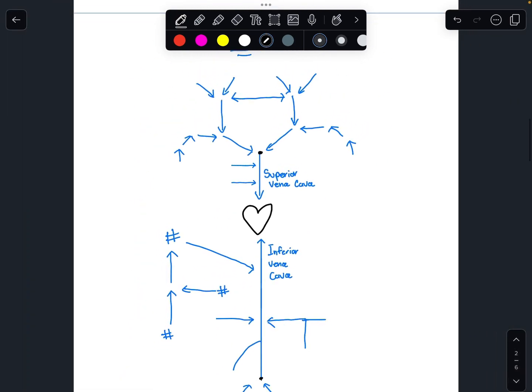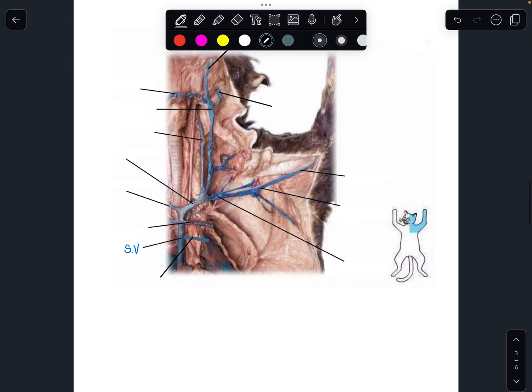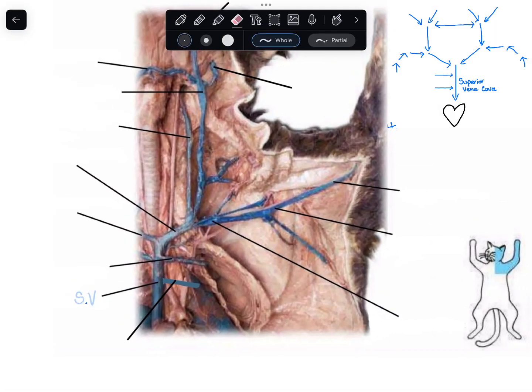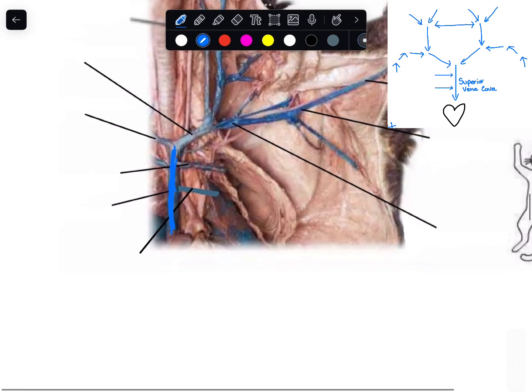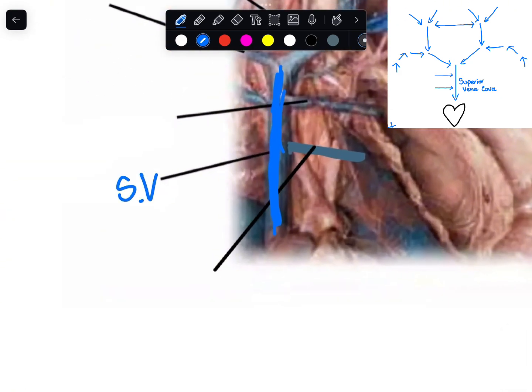Okay, anyways, let's begin. So going over the veins of the body, this is the cat model. It looks like I rewrote something here. Let me just erase it. And so yeah, again, this is the landmark that she wants us to know. It'll make it easier for us. And I do agree. This is the landmark. This is the superior vena cava.